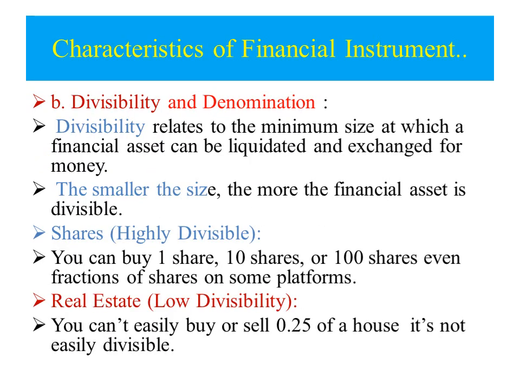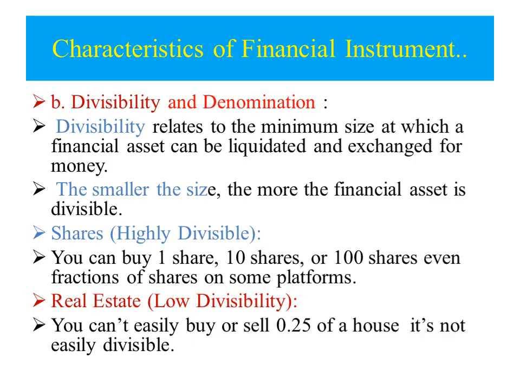The other characteristic of financial instruments is divisibility in the denomination. Divisibility relates to the minimum size at which a financial asset can be liquidated and exchanged for money. The smaller the size, the more the financial asset is divisible. What does divisibility mean? How can we categorize it under the characteristics of financial instruments?